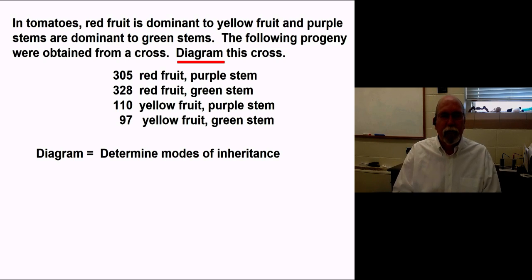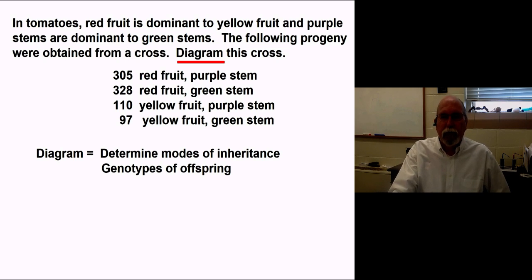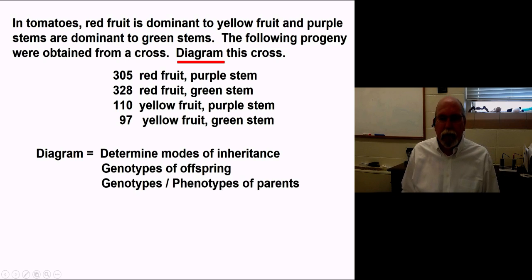But in the future, and in a lot of problems in the textbook, you will have to figure out the mode of inheritance, and diagramming will help you do that, okay? Part of diagramming is to determine the genotypes, or what is the genotype of a red, purple-stemmed individual here, these progeny that are formed, as well as both the phenotypes and genotypes of the parents. You'll want to work that out, okay?